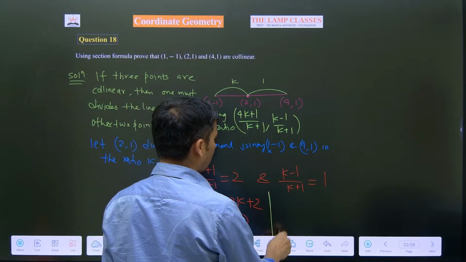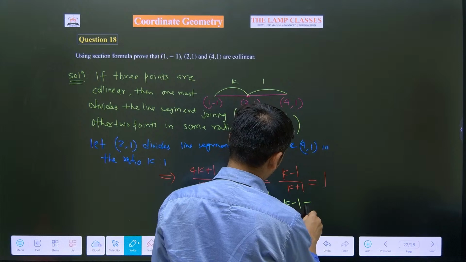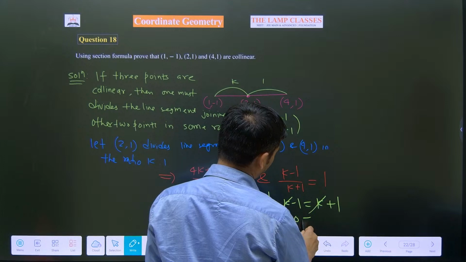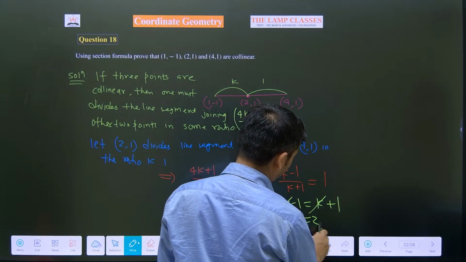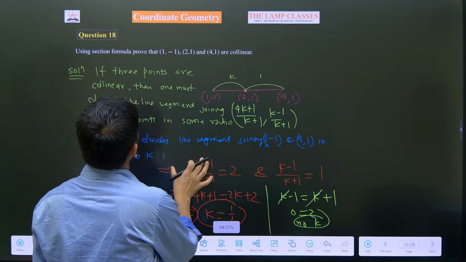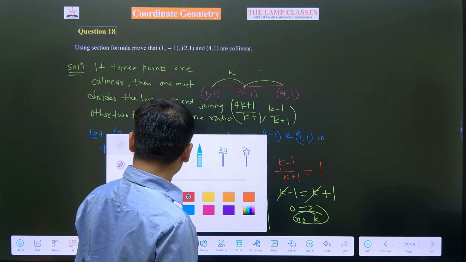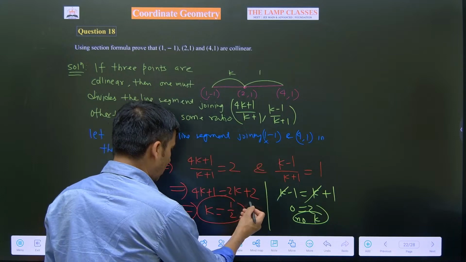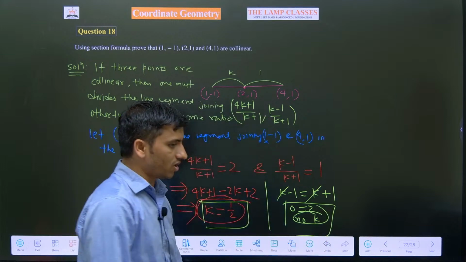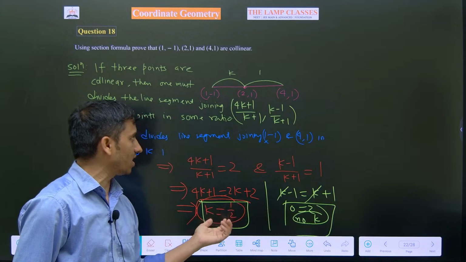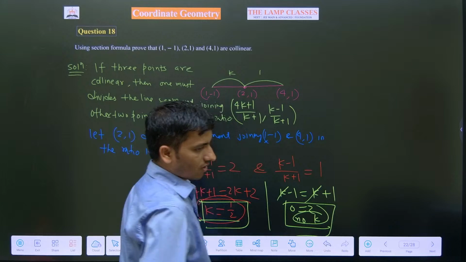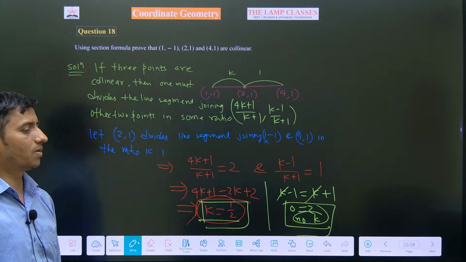And what is the value of k from here? k gets cancelled, right? 0 is equal to 2. No k from here, right? So actually see here, whenever they are collinear, you will get the same value of k from both of them. Whenever you get the same k value from both of them, that means they are collinear. And if you get different values of k from both these equations, that means the points are not collinear.